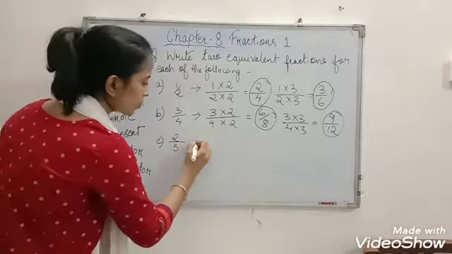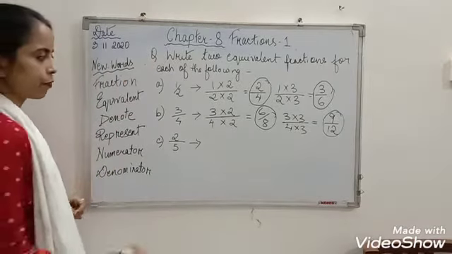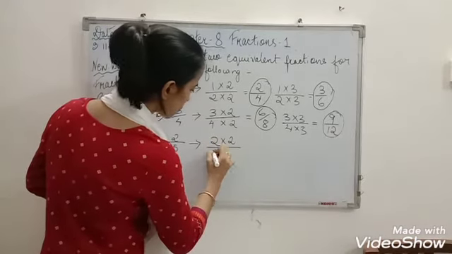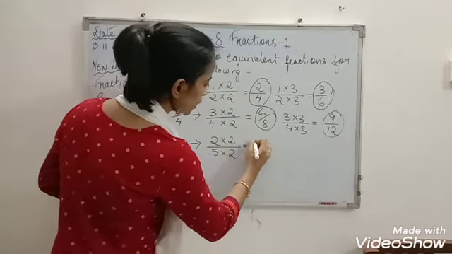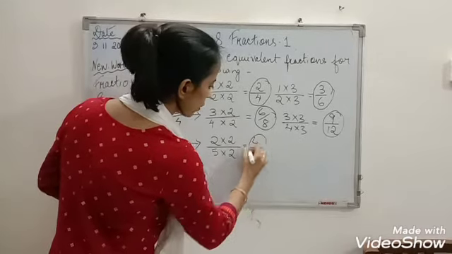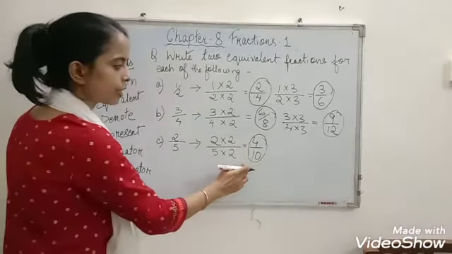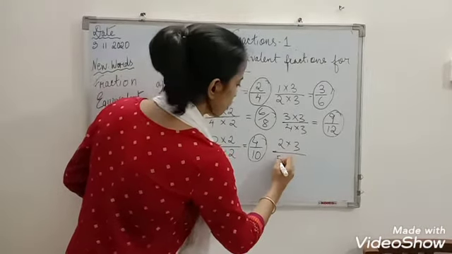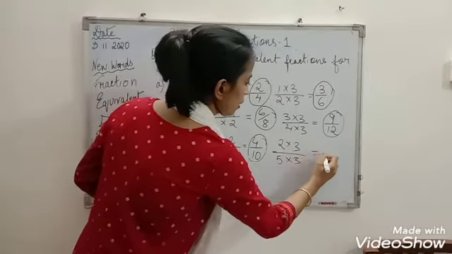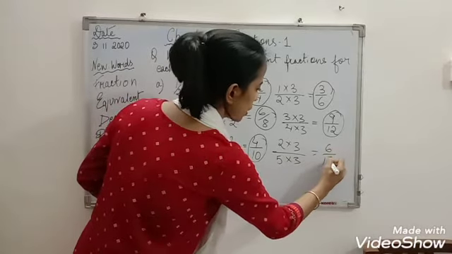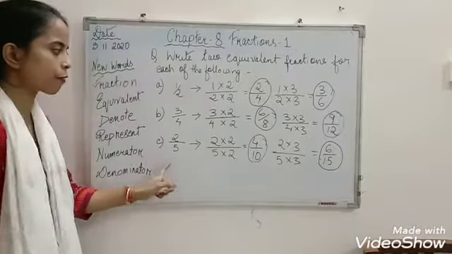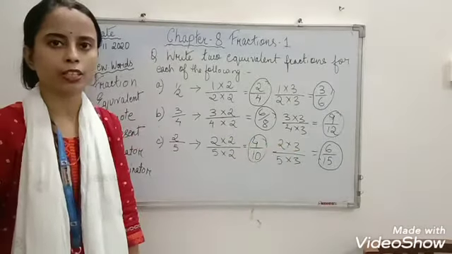Okay. Next one. 2 by 5. Again same process. 2 into 2, 5 into 2. That is 4 by 10. One of the equivalent fractions of 2 by 5 is 4 by 10. 2 into 3, 5 into 3. 6 by 15. Another equivalent fraction of 2 by 5 is 6 by 15.